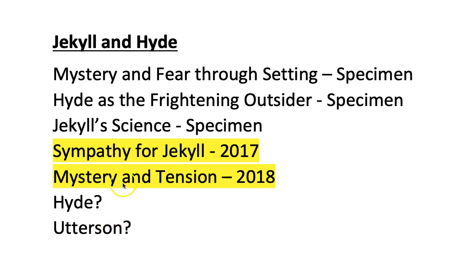Now, let's go back and look at the questions and see the massive problem that the examiners keep giving us. This is the massive problem. I don't have to give any different interpretations when writing about the sympathy for Jekyll, and I don't have to give any different interpretations when I talk about the novel being about mystery and tension. Now that's a massive problem. It means the question doesn't invite me to do the things that are in the mark scheme.